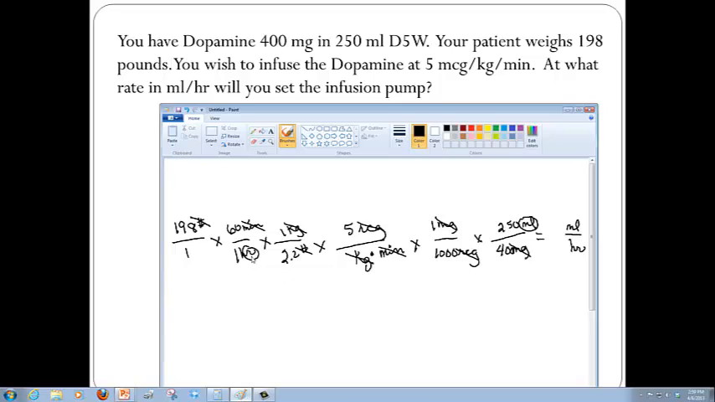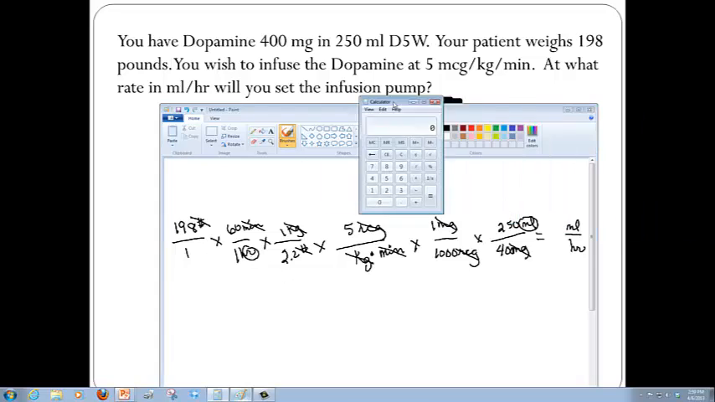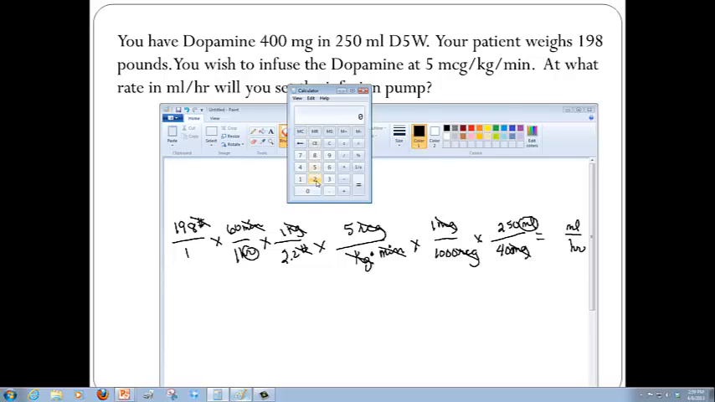My equation is complete. The next thing you do is bring in the calculator. You multiply all the numerators, divide by all the denominators, and you have the correct answer. 198 times 60 times 5 times 250, divided by 2.2, divided by 1,000 and divided by 400.